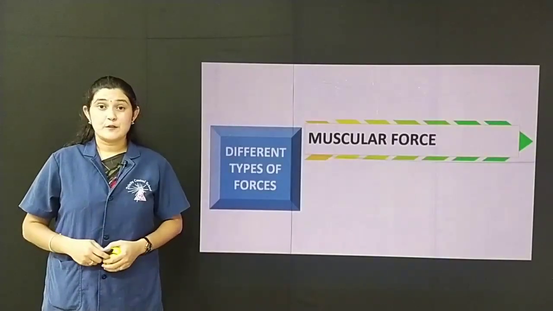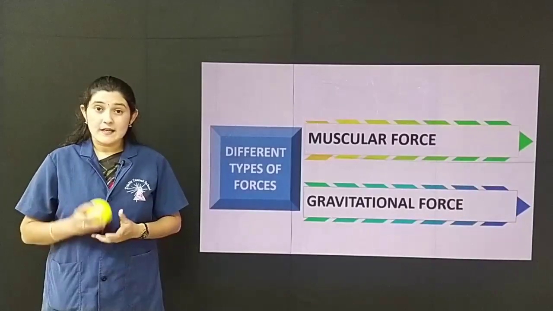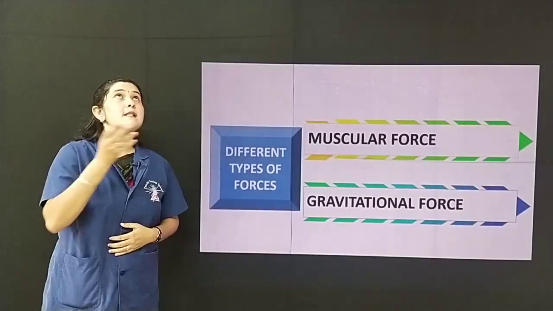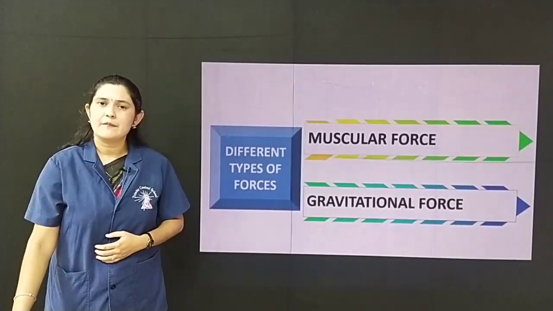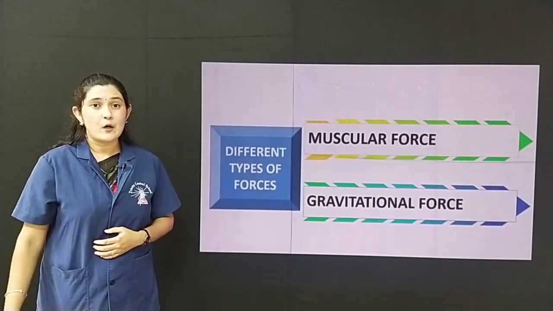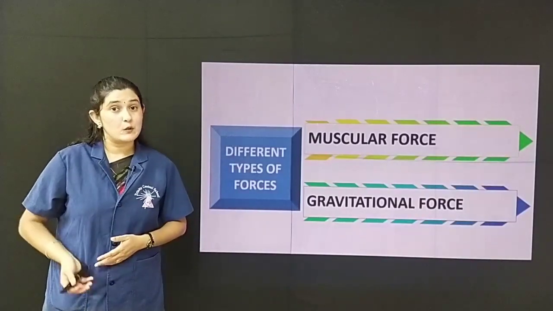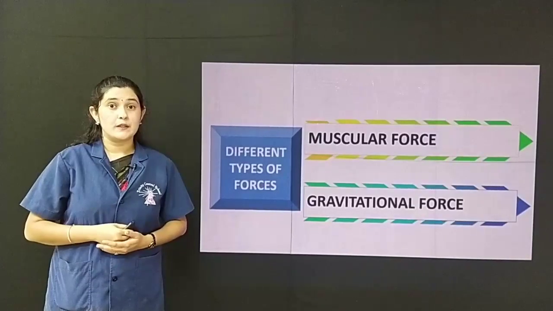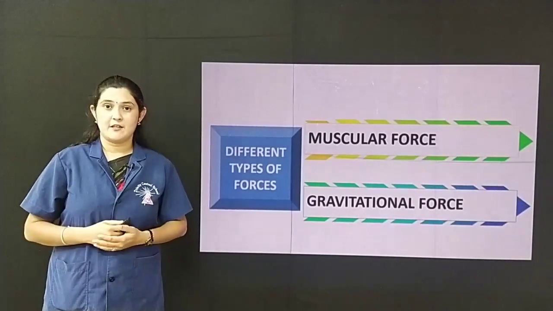The next type of force you have studied is gravitational force. Here is a ball. When I throw this up, it comes down. How does it come down? It comes down because of gravity. Any object that is thrown up comes down toward the earth because of gravity, or the gravitational force.